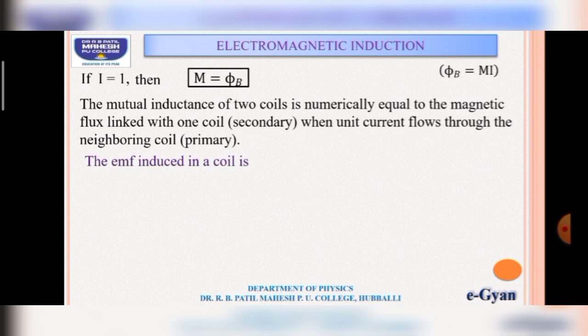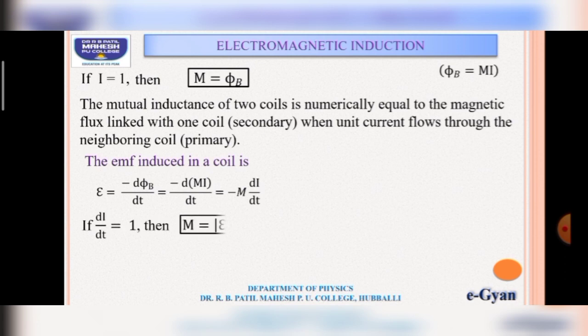The EMF induced in a coil is given by E equal to minus d phi divided by dt, that is equal to minus d(MI) divided by dt, that is equal to minus M into dI divided by dt. Here, for a given pair of coils, M is constant. What is changing here? Current is changing. Therefore I have written this expression as E equal to minus M into dI divided by dt. This is the EMF induced in the secondary coil.